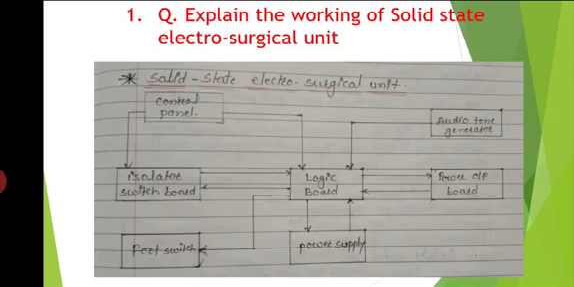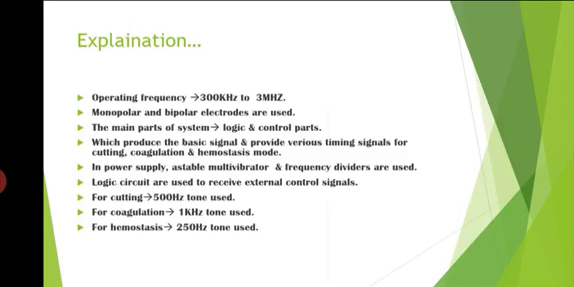Now we will see the working of a solid state electrosurgical unit. The solid state electrosurgical block diagram is shown in the figure. The operating frequency of a solid state surgical diathermy machine is 300 kilohertz to 3 megahertz. In the monopolar cut process, 0 to 350 watts of power is required. Coagulation requires 0 to 100 watts.